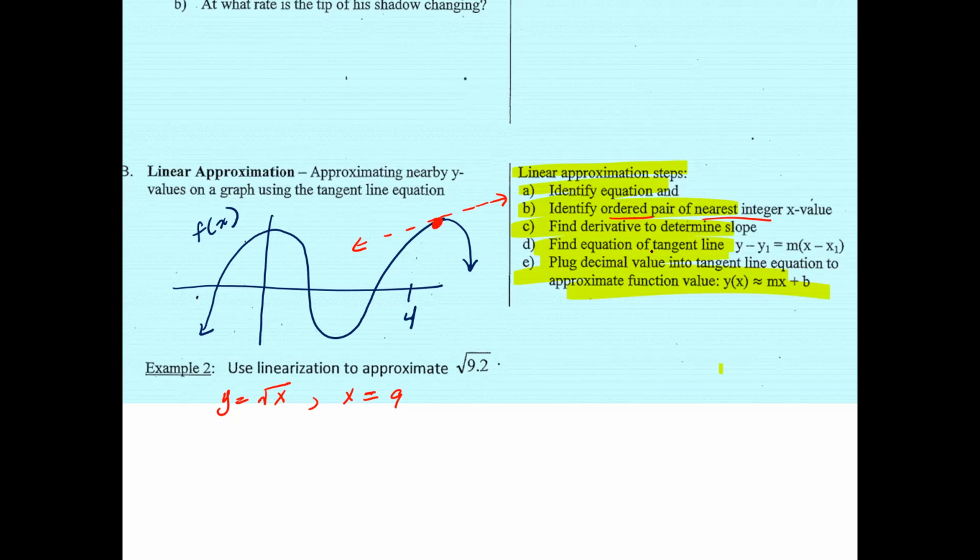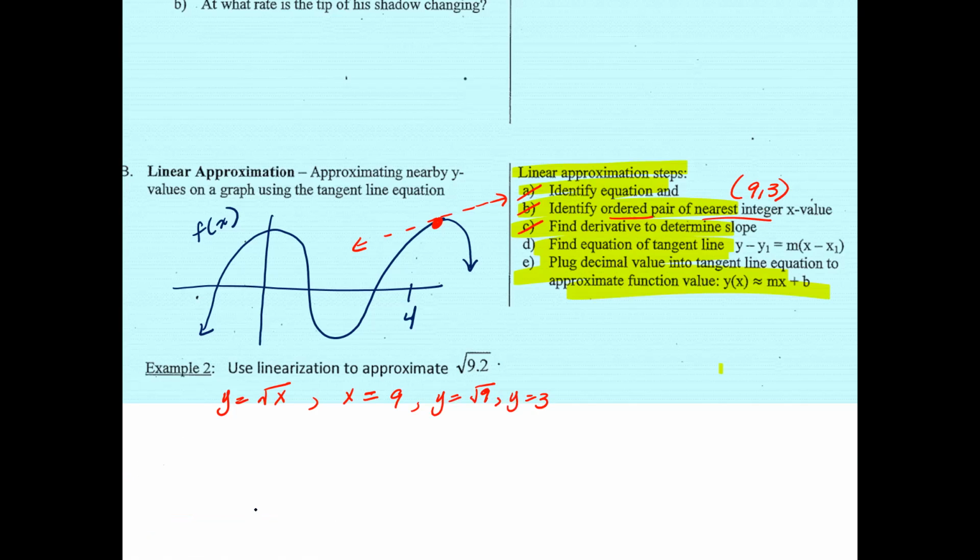Now it says find the ordered pair to the nearest integer. So if x equals 9, what does y equal? Well, y is going to be equal to the square root of 9, so y is going to be 3. Now, do I have the ordered pair? I do, because my point is at 9, 3. Okay, done with A, B, now going on to C.